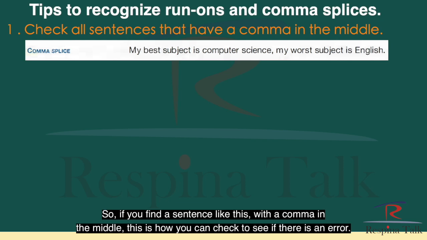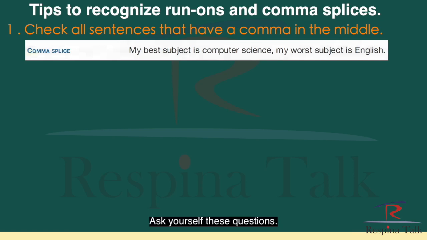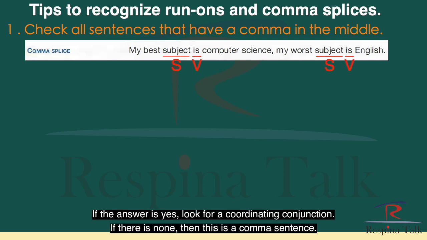So if you find a sentence like this with a comma in the middle, this is how you can check to see if there is an error. Ask yourself these questions. What is the first subject in this sentence? What verb goes with it? Read further. Is there another subject with its own verb? If the answer is yes, look for a coordinating conjunction. If there is none, then this is a comma splice.